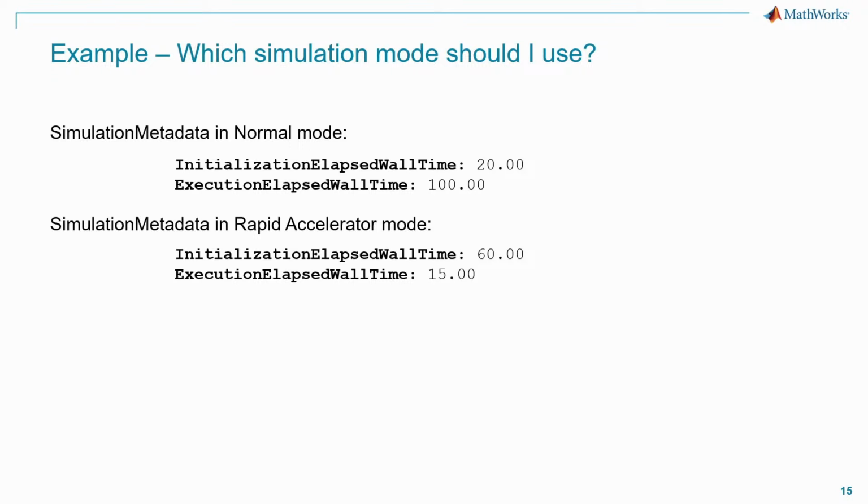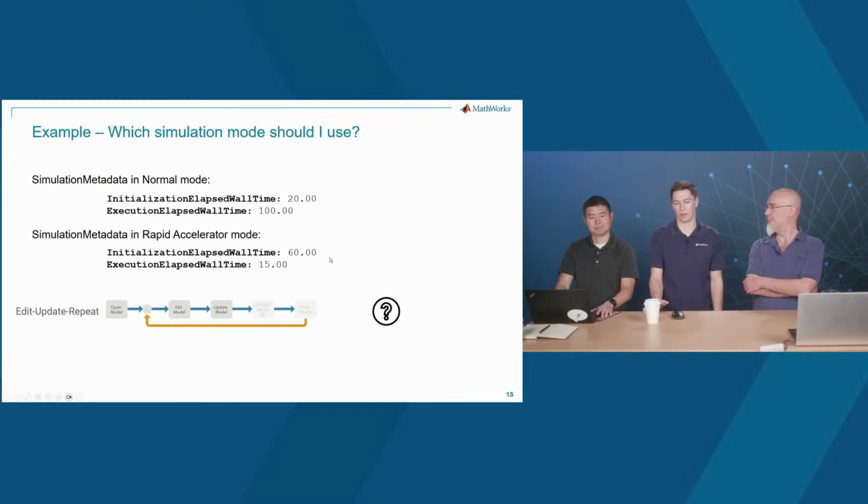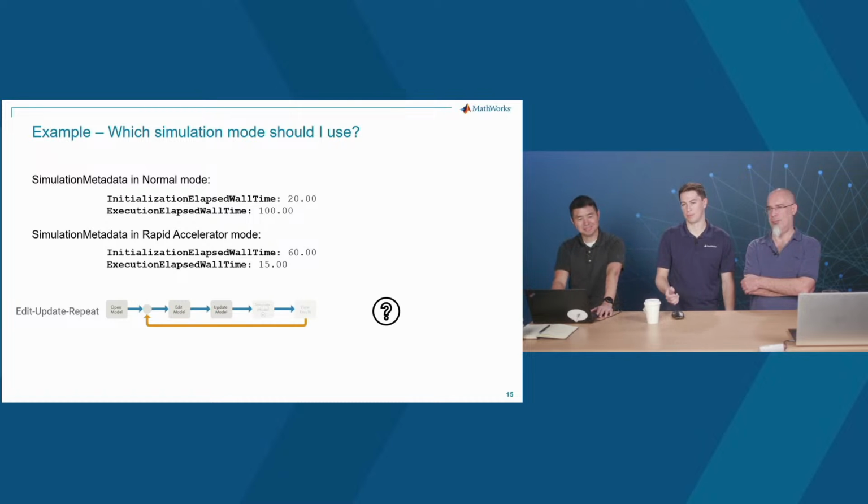So now let me ask you, Weiwu, let's say that we are in our edit, update, repeat workflow. We're building up our model slowly, we're doing an update diagram, but we're not actually running any simulations. Which simulation mode do you suggest that we use? Yes, at this stage, since we are not actually running simulation, the execution time really doesn't matter. So what I care about is initialization time. So just look at the numbers. I definitely want to select the normal mode.